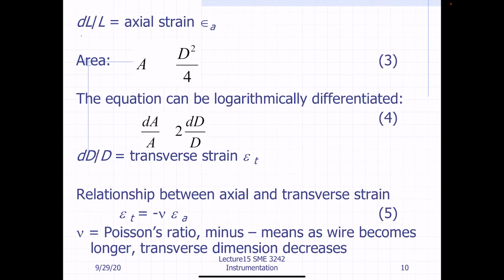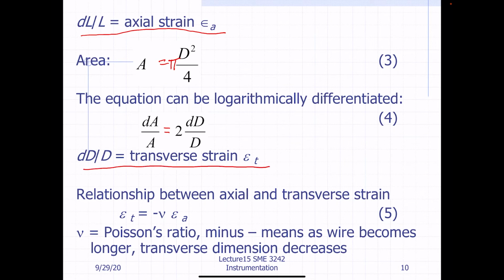cross-sectional area. So dL over L is the axial strain, and the area is equal to pi d squared over 4. Again, we differentiate logarithmically. We get dA over A is equal to 2 dd over d, where it is the transverse strain.